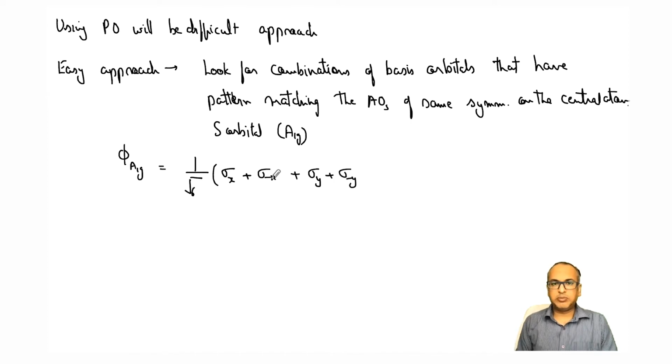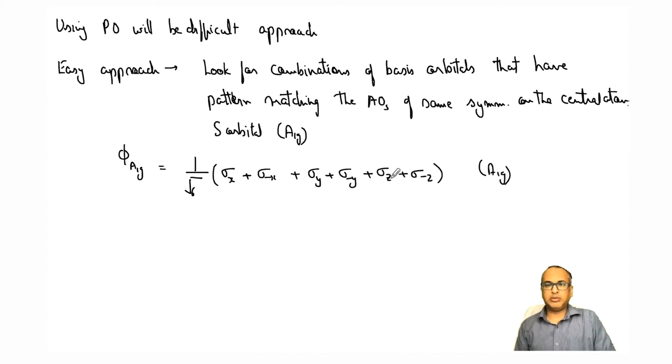The directions are y, x, minus x, but the phase of the orbitals is all the same. Plus sigma z plus sigma minus z. So this will have A1G symmetry, right? Because all the possible signs are positive in nature. So I can also represent it pictorially something like this.